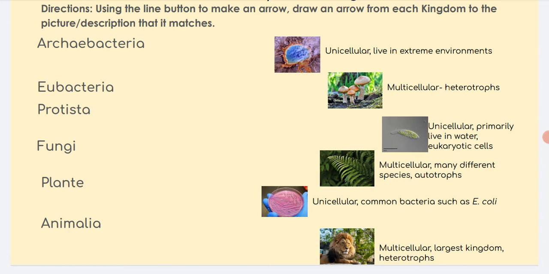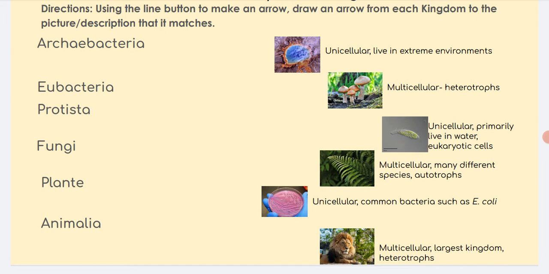Next, we have some mushrooms here. They're multicellular, they're heterotrophs. These would be in the kingdom fungi. Then here you have a unicellular organism that primarily lives in water, has eukaryotic cells. This would be protista. This is stuff like protist. You'll see them sort of swimming around in pond water if you ever get any of that.